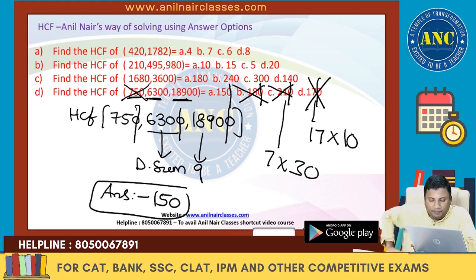180 is out. 170 is 17 into 10. 750 or 75 is not a multiple of 17. 170 is out. 180 is out. 210 is 7 into 30. 750 is not divisible by 7. So the answer for this question is 150.